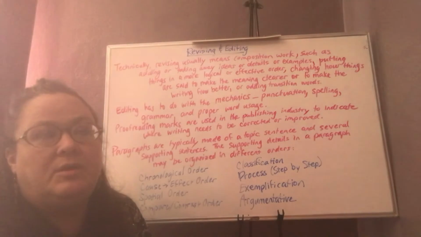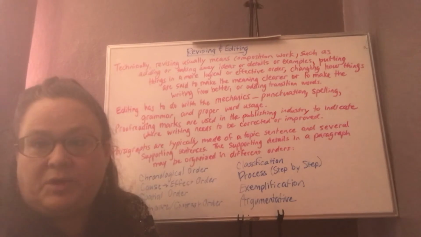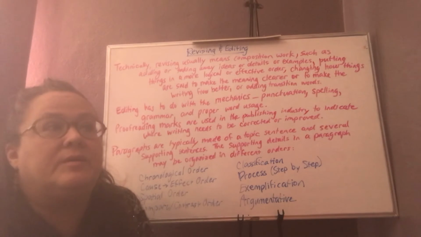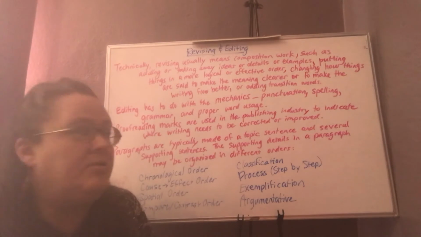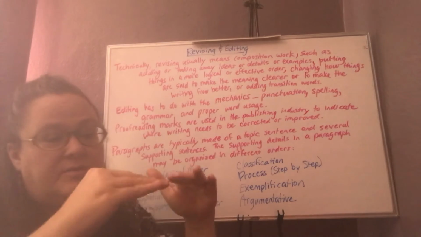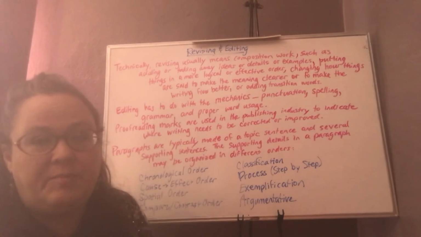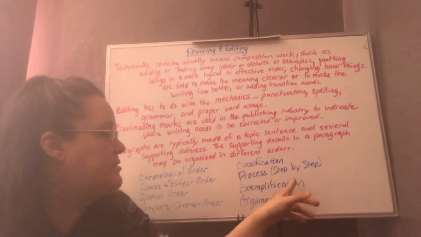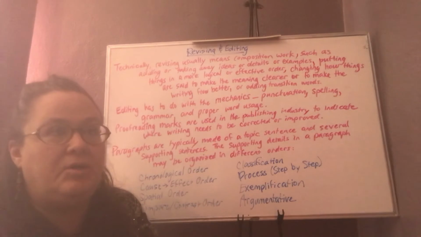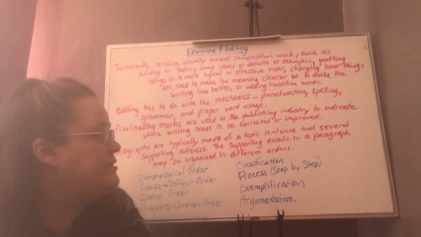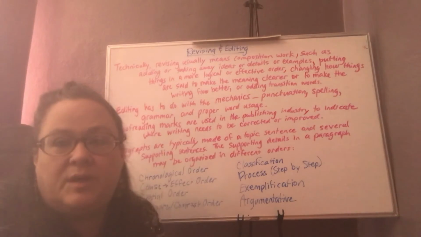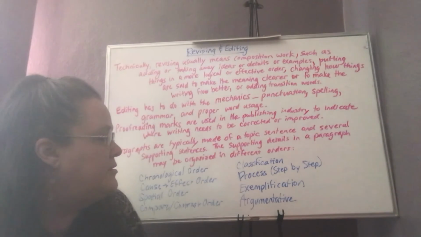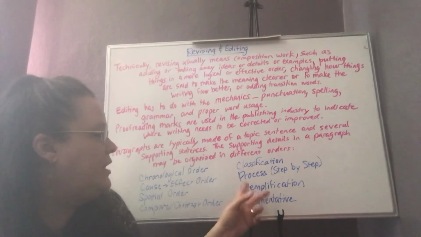Classification. So if I were going to write a paragraph about the different types of video games, I would have a topic sentence about video games, and then I would classify: these are the types, this and this and this, and maybe give an example of each one. Process is step-by-step things. We already did a step-by-step paper, so the process organizing we used for that.